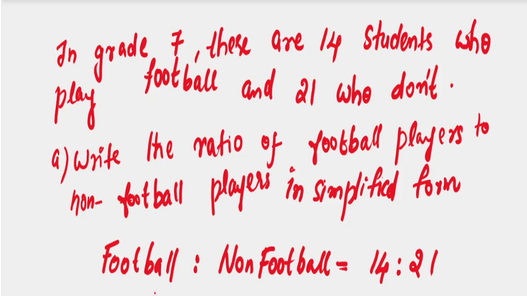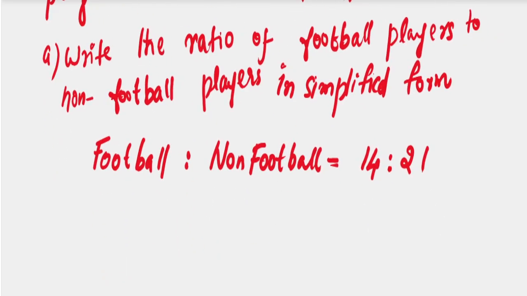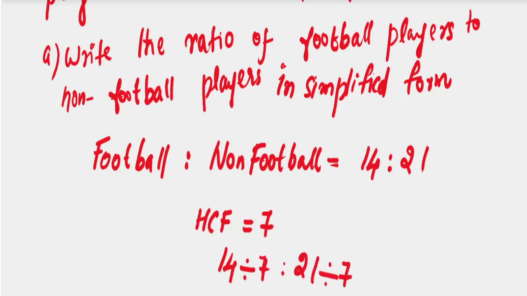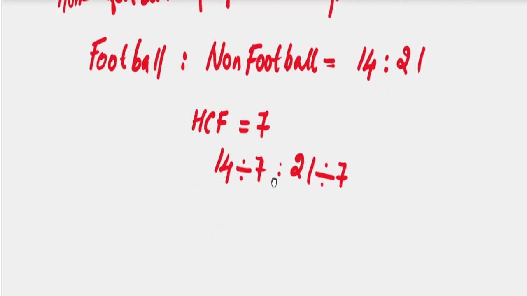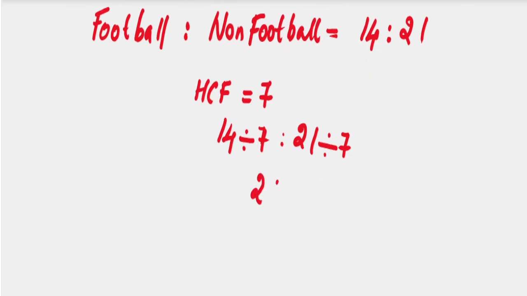Now we'll simplify it. How will you simplify? Divide by the HCF. Here the HCF is 7. The highest common factor in 14 and 21 is 7. So we'll divide both sides by 7. That is 14 divided by 7 is to 21 divided by 7. So what will you get? We will get the answer as 2 is to 3. This is the answer.